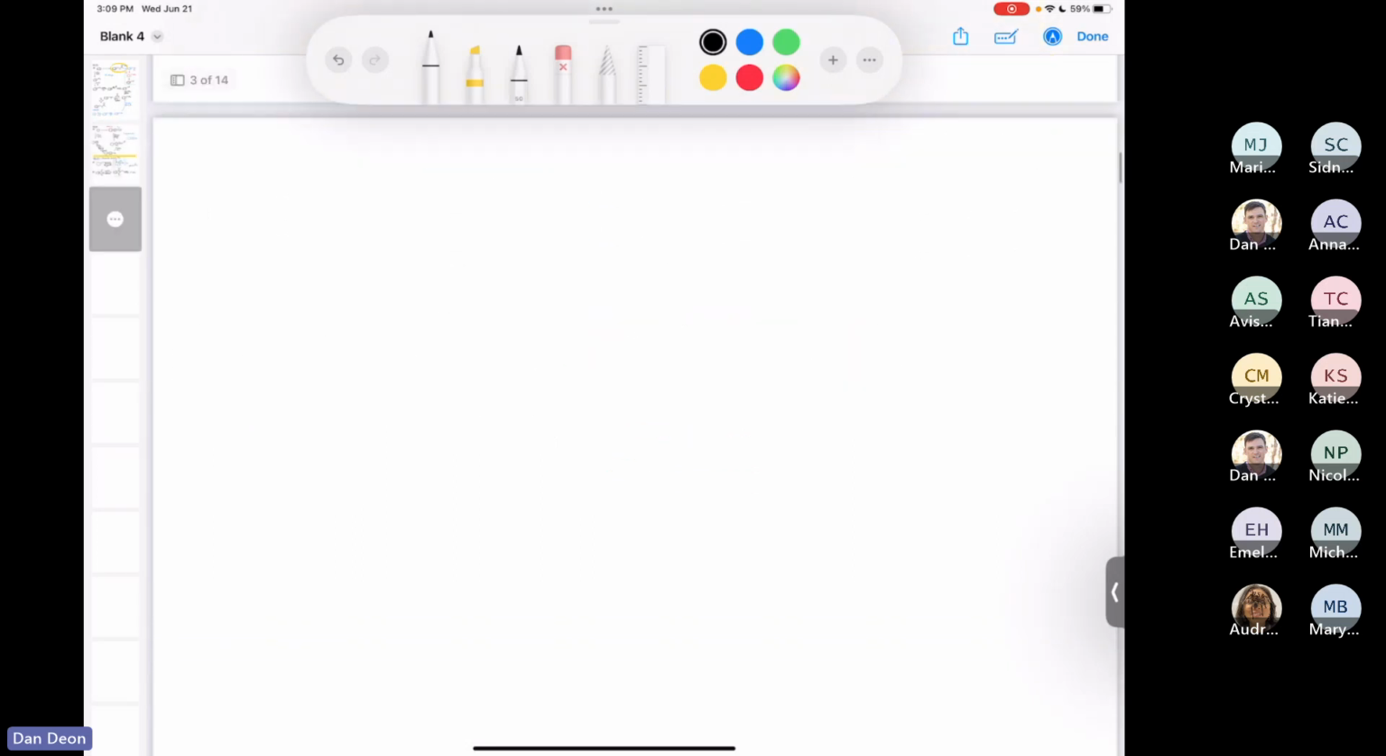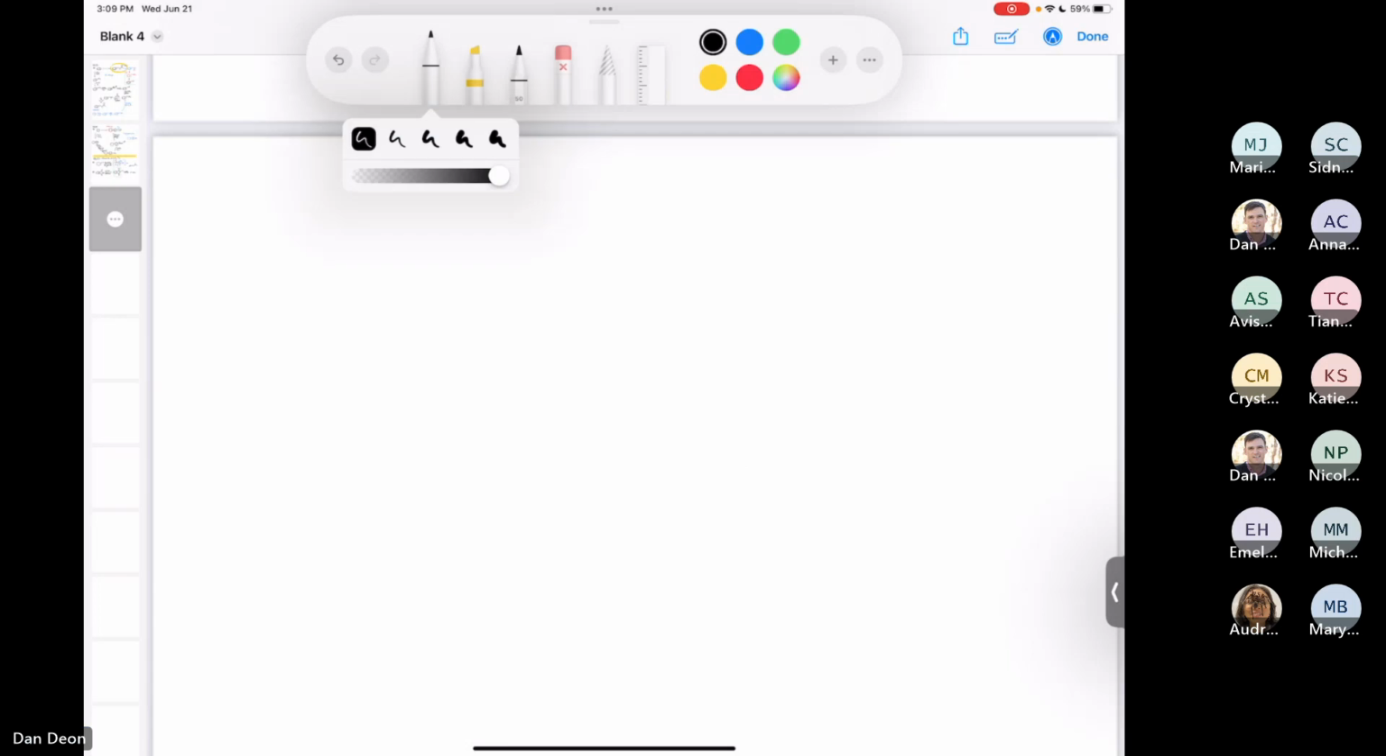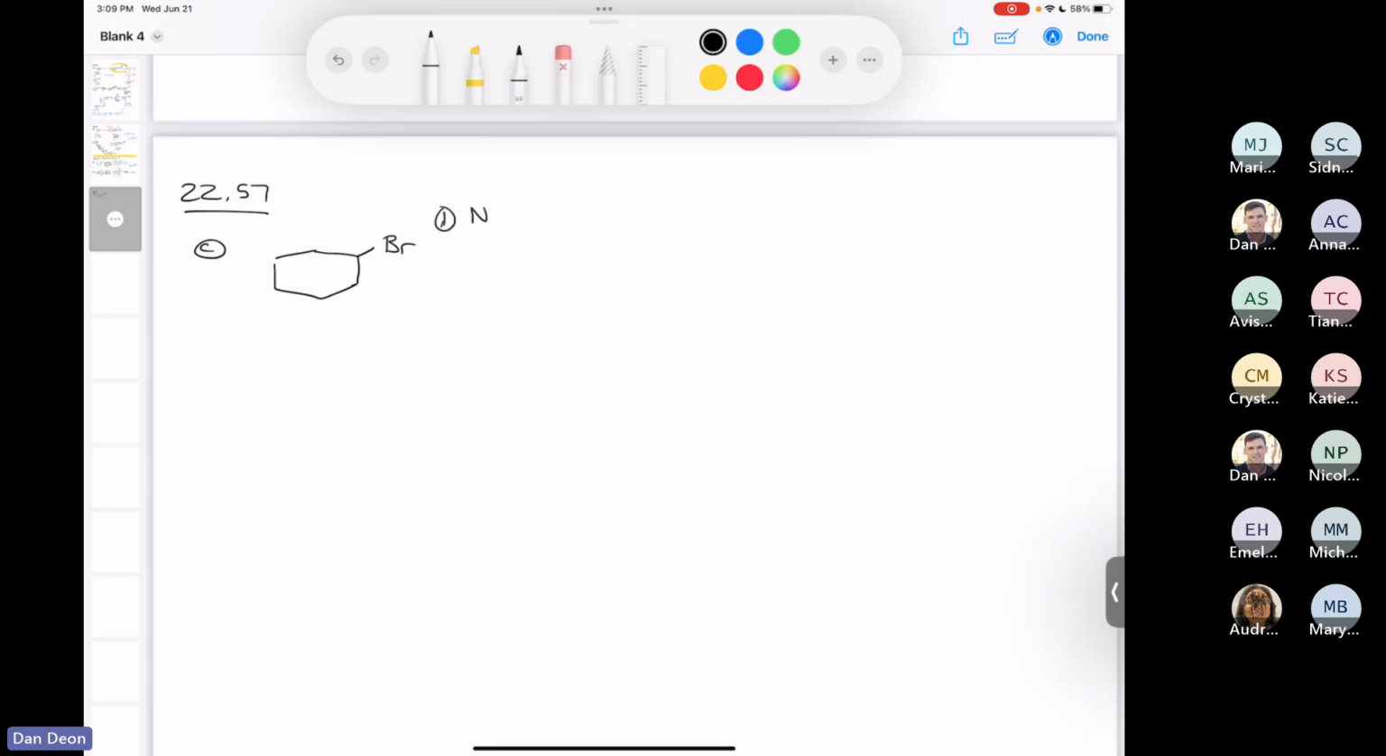All right, let's try the next one. So this is 22.57C. And I'm starting with cyclohexyl bromide, jeepers. First step is to treat it with sodium cyanide and DMSO. So DMSO, remember, this is a polar aprotic solvent. Therefore, it's going to do an SN2 reaction in the first step. So in the first step, you're going to end up with cyclohexyl nitrile. And then in the second step, we're treating that with aqueous acid.